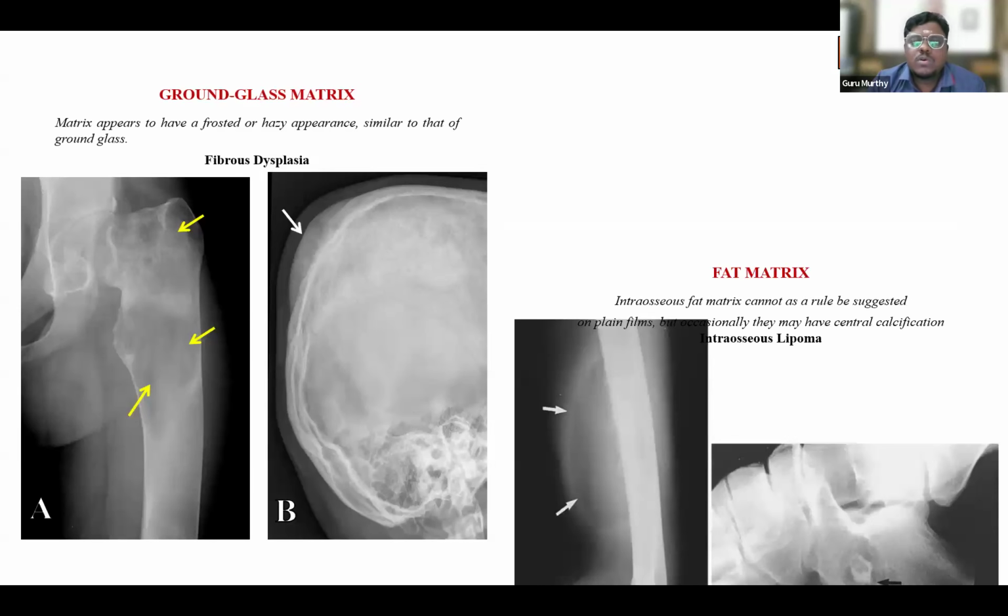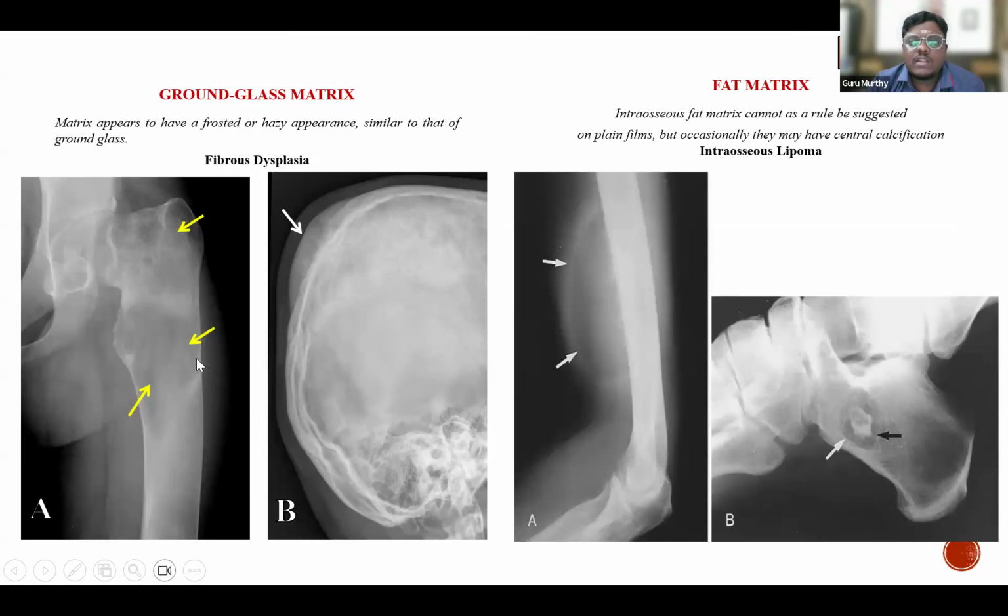Apart from that, there are 2 more matrices. One is the ground-glass matrix on X-ray, which will appear as a haziness. Usually a fibrous matrix will show this type of appearance, usually seen in fibrous dysplasia. And next is your fat matrix. Fat matrix as such, you can't comment on plain films, but in spotters, you'll be able to see the intraosseous lipoma in the calcaneum with central dystrophic calcification which occurs in the center. This is a characteristic feature of intraosseous lipoma. But as such, fat matrix cannot be commented on X-rays in a bone.